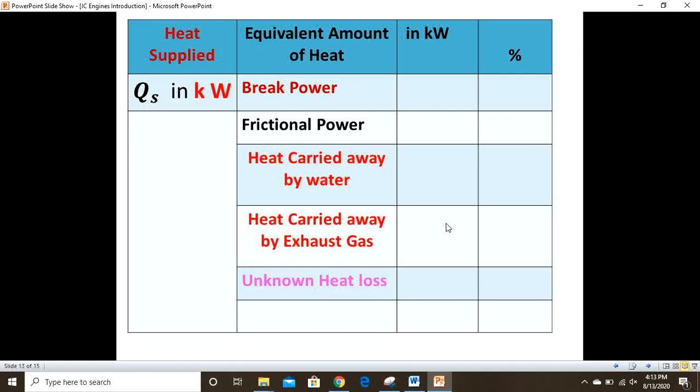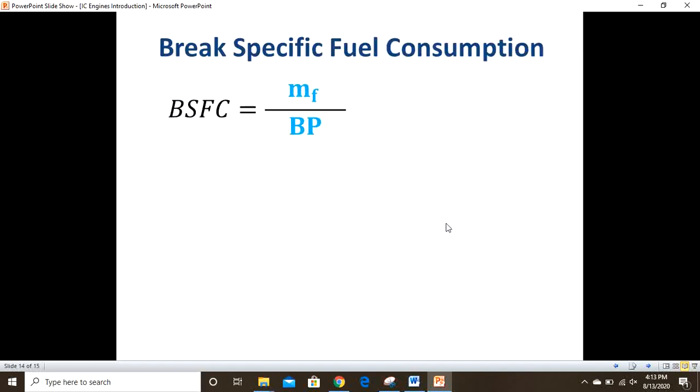You can go through any book. Another important concept is specific fuel consumption. What is the specific fuel consumption? Brake specific fuel consumption is the amount of fuel required to produce unit brake power. Therefore, the fuel will be in kg, and this will be kg per kilowatt hour. Therefore, the fuel flow will be in terms of kg per hour.